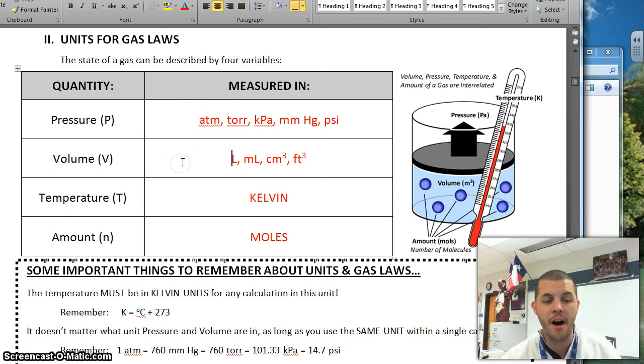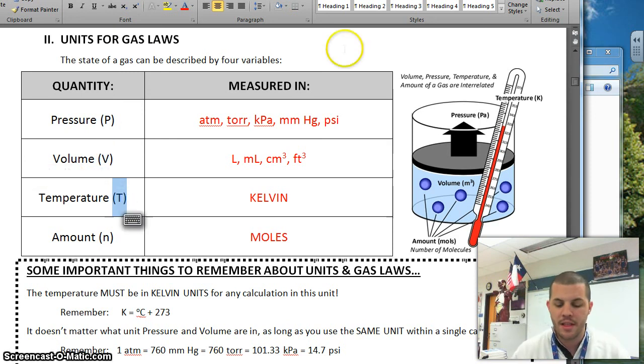We're also going to be dealing a great deal with volume. Volume can be measured in liters, milliliters, cubic centimeters, cubic feet. Those are the ones we're going to see in this class, but we can have any measure of volume for these problems. Now, the variable that you're going to see for pressure is P. The variable for volume is V. The variable for temperature is T.